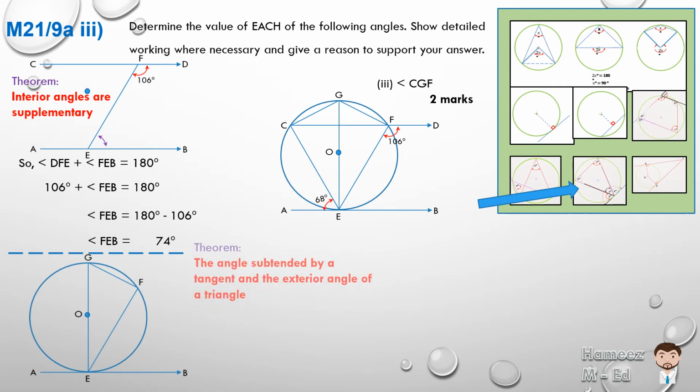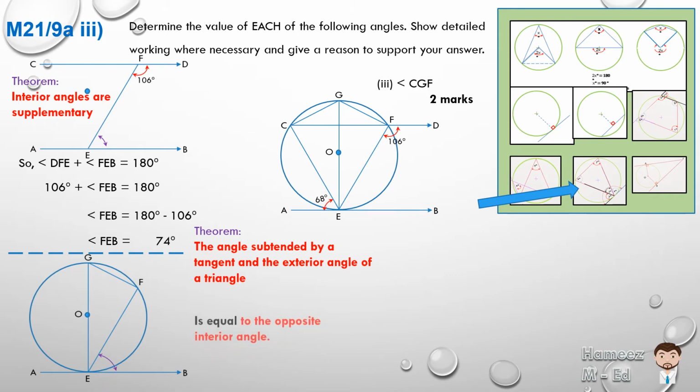And the theorem states that the angle subtended by a tangent and the exterior angle of a triangle, which is that 74 degrees here, is equal to the opposite interior angle, which is the angle we have up in red. As such, angle EGF, the one in red, will be equal to whatever the purple angle is, which is 74 degrees. Now that we've gotten that, we can do the same thing for the other side of that angle.